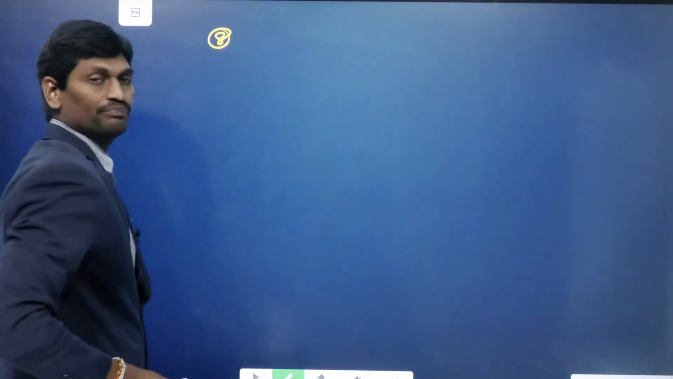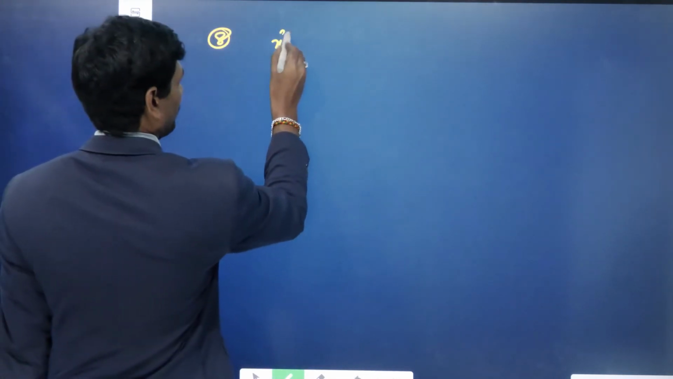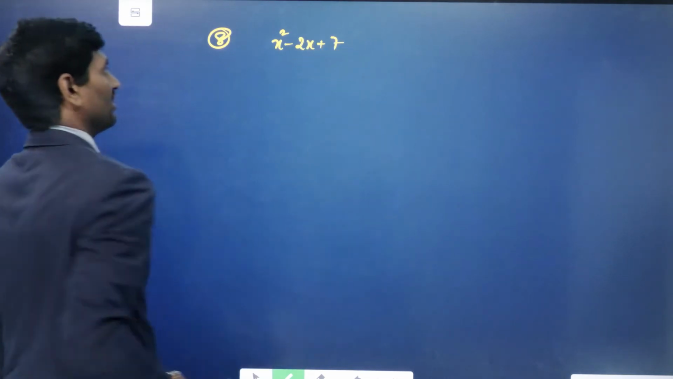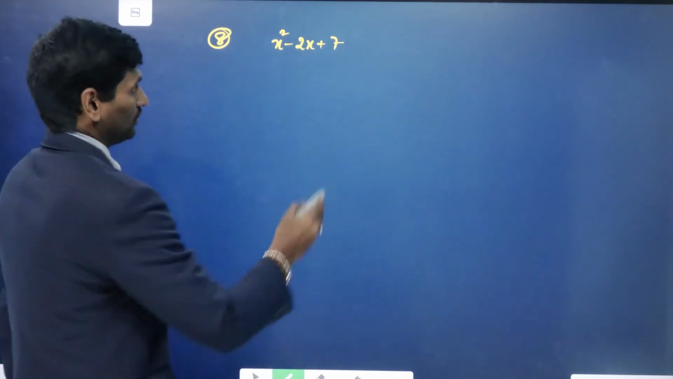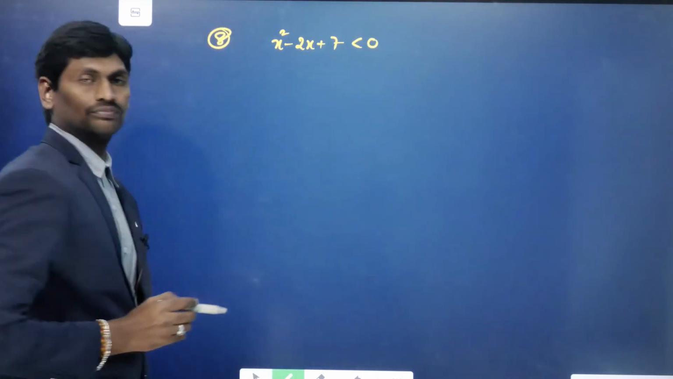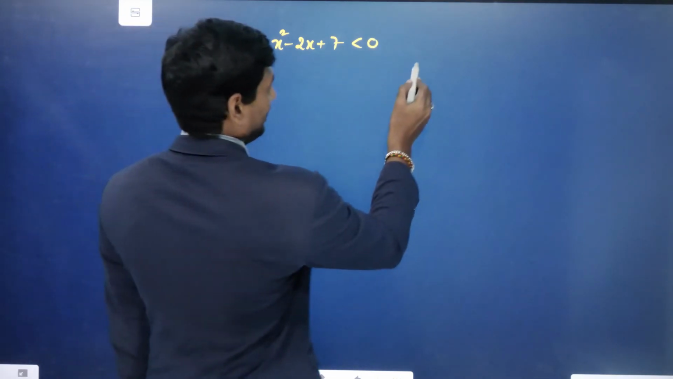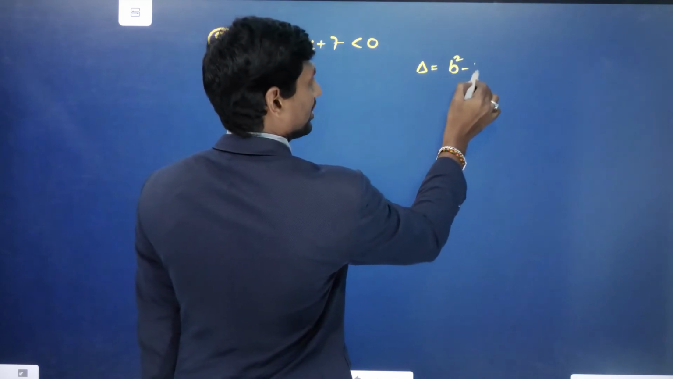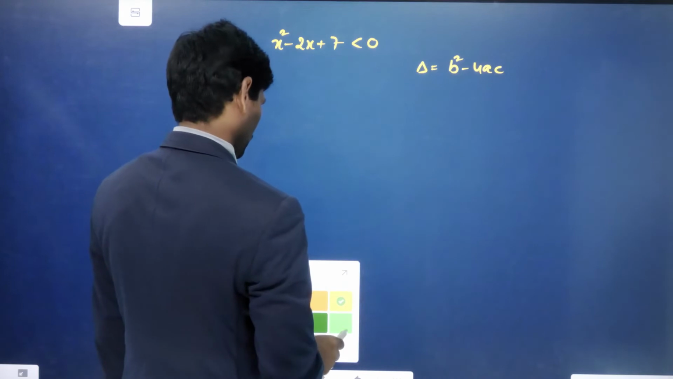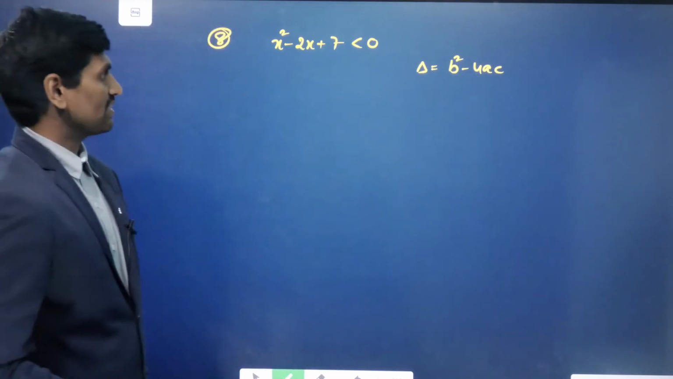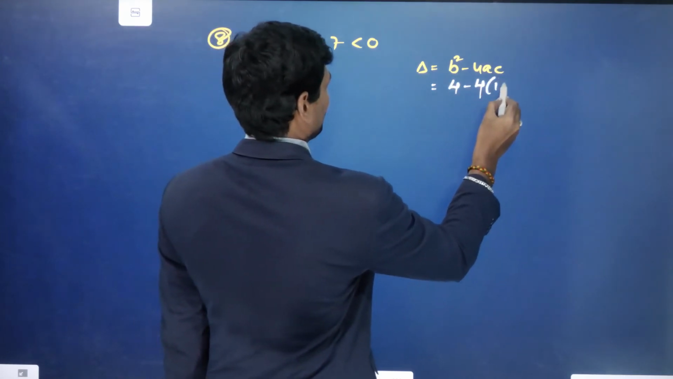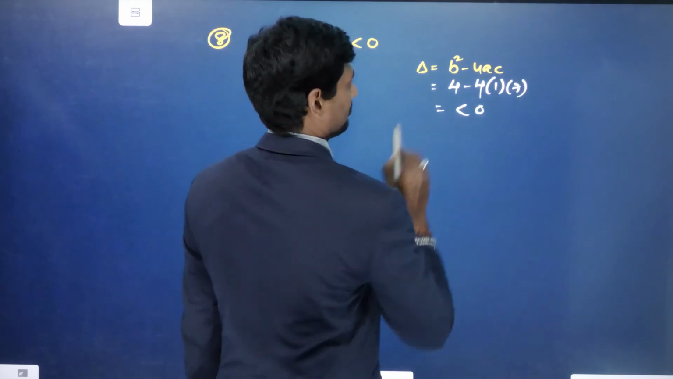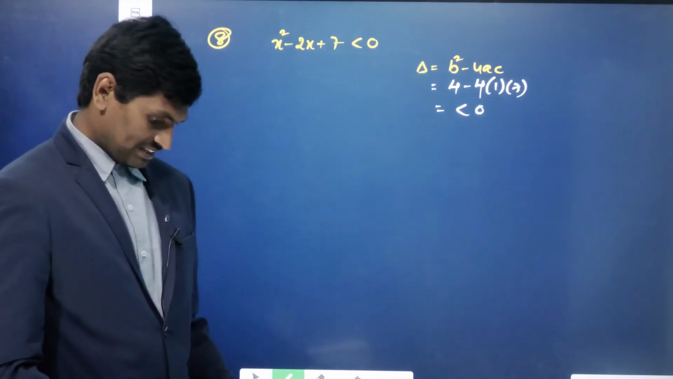Problem number 8. See here, x square minus 2x plus 7 is negative. So this value is negative, it seems. Let us find the delta value first. What is the delta value? B square minus 4ac. So B square value is 4, 4 into A value is 1, C value is 7. This is less than 0. We can easily find out it is less than 0.